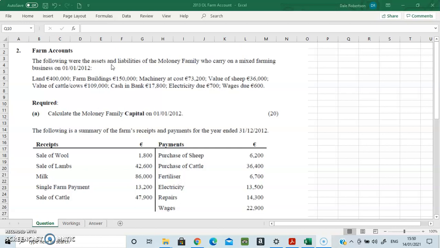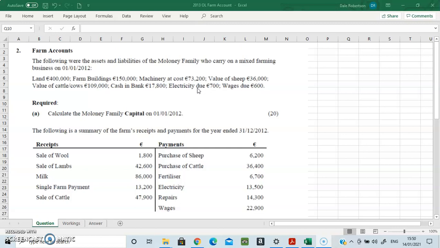At the top of the question here, it says the following assets and liabilities of the Maloney family farm, who carry on a mixed farming enterprise or business on the 1st of January. Here are their assets. They have land, farm buildings, machinery. They have 36,000 euros worth of sheep and 109,000 euros worth of cattle. Those are opening stocks. They've got some cash in hand, which is the opening balance of this bank account if it was recorded there. They've got electricity due, which of course will be an expense due, a liability at the start of the year, and wages due are a liability at the start of the year.